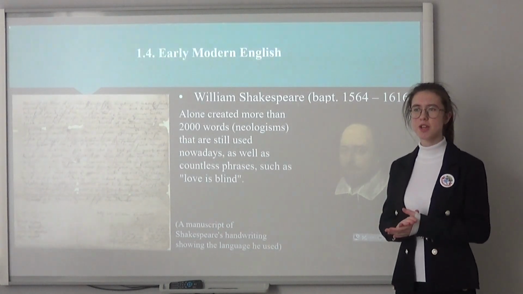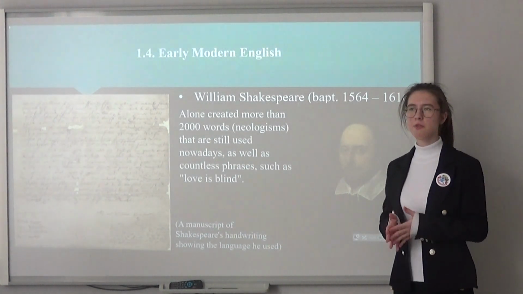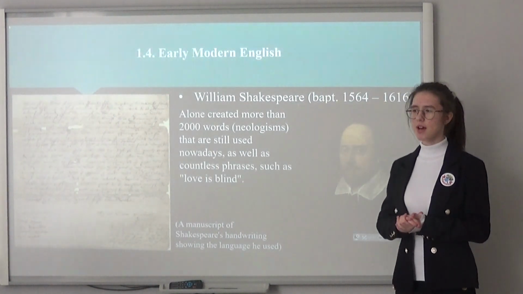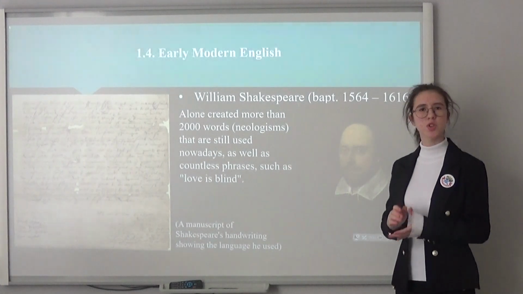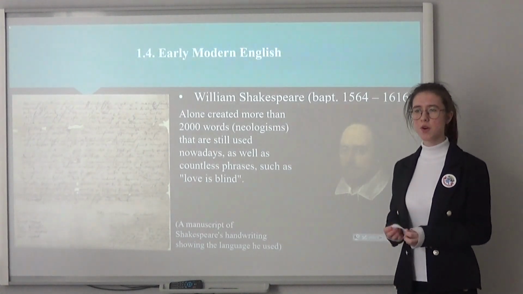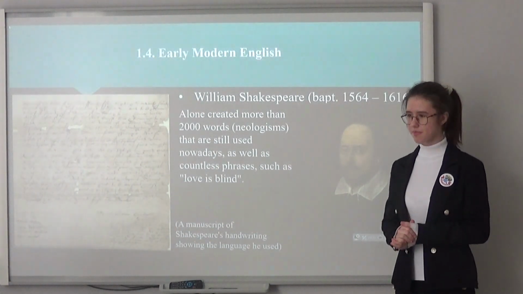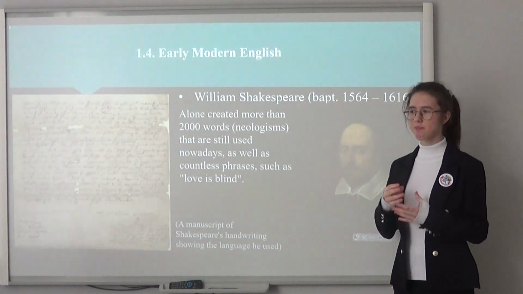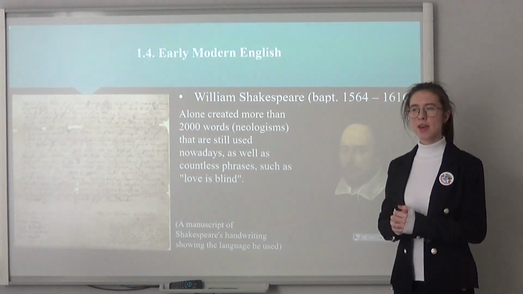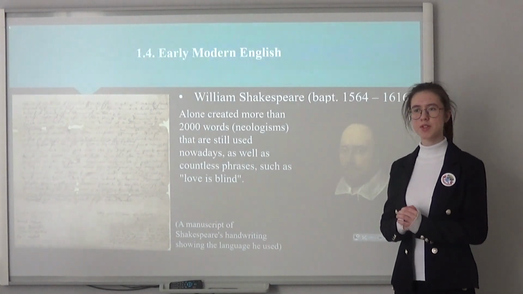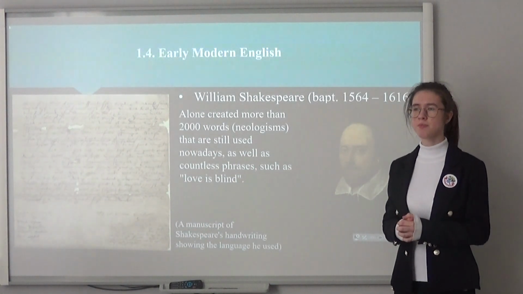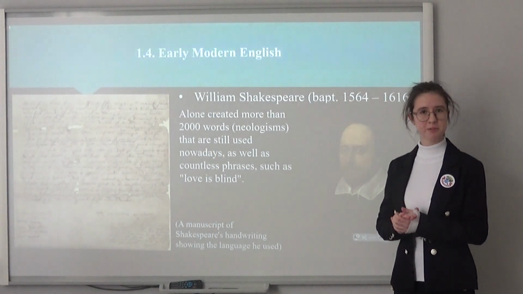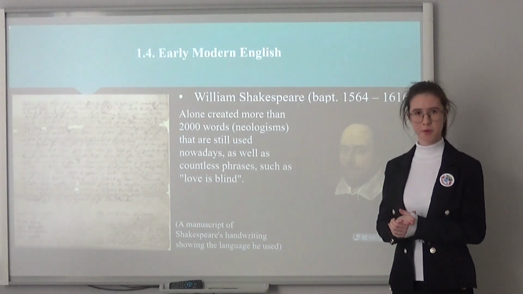For example, assassination, lovely, and multiple other things, as well as countless phrases such as love is blind, laughing stock, and flesh and blood. Now, despite early modern English getting so many new words, the spelling of it was still varied. For example, you could have found 500 different spellings for the word through.